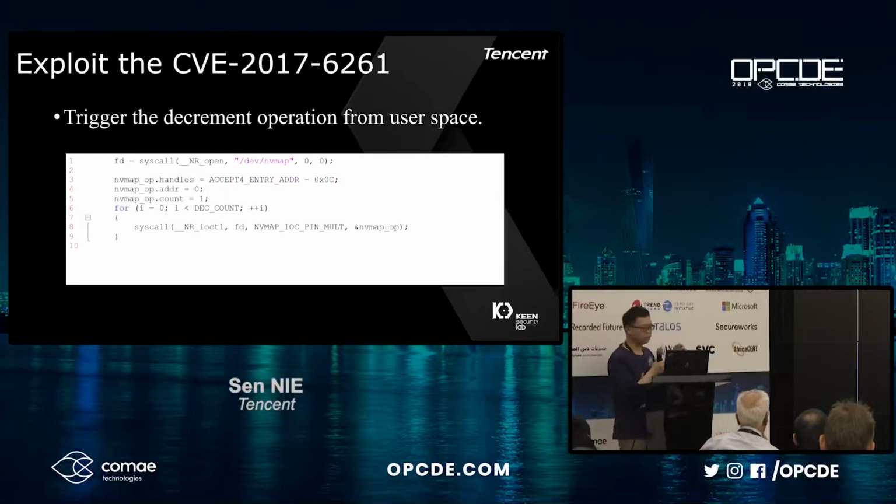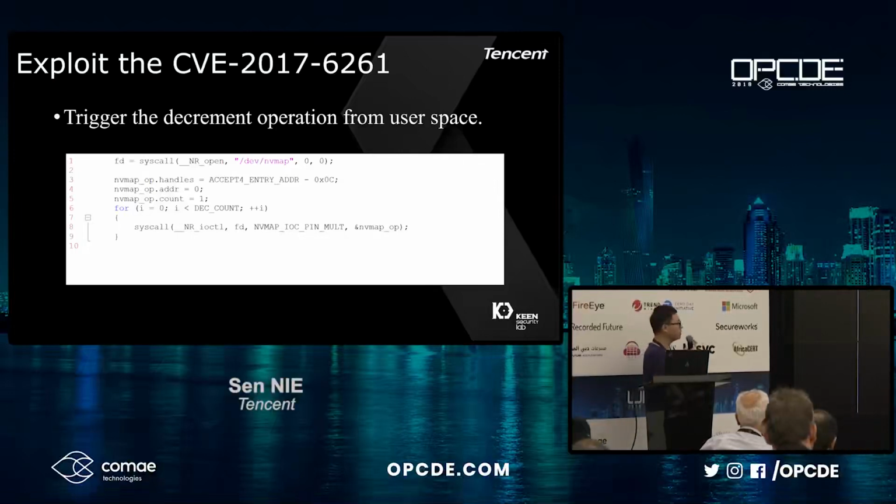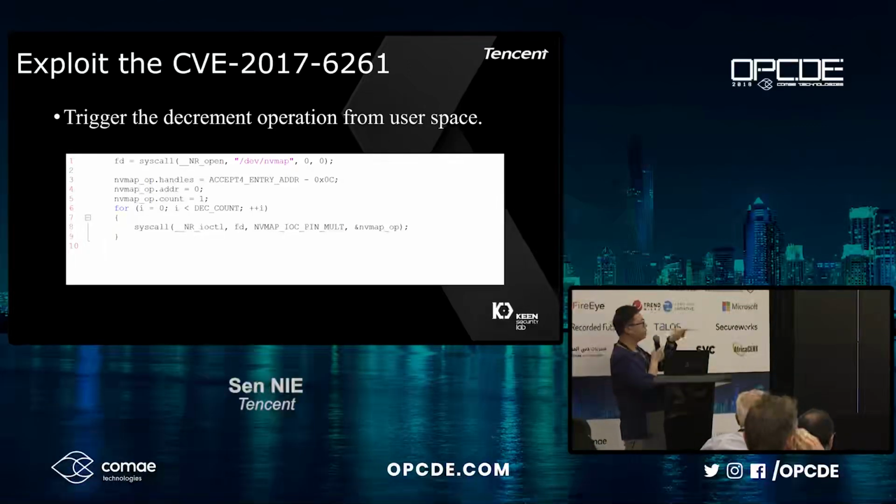So here is a code snippet. There is code to trigger this kind of vulnerability from user space. You can see it's very, very easy. You can assign the address you want to decrease in the handles.